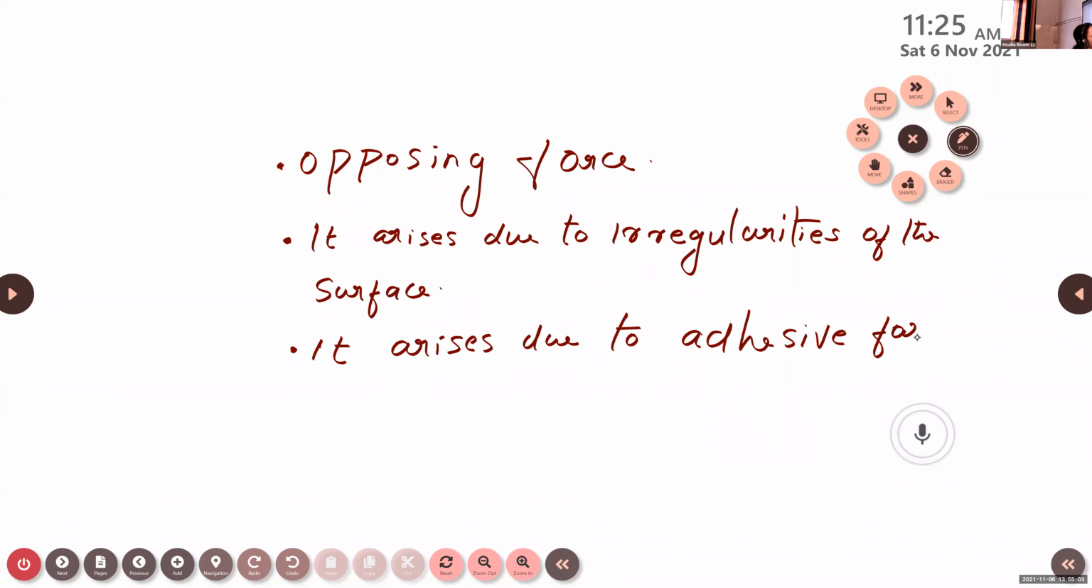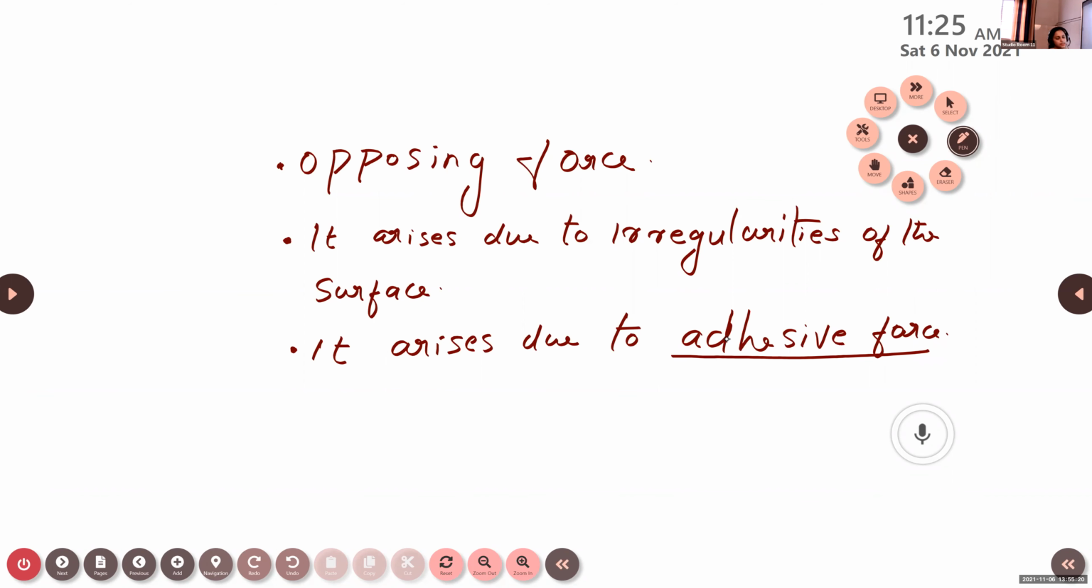Then what do you mean by adhesive force? Are you familiar with this adhesive force? We have two types of forces: cohesive force and adhesive force. So first of all, I will give an explanation about what you mean by adhesive force and cohesive force.